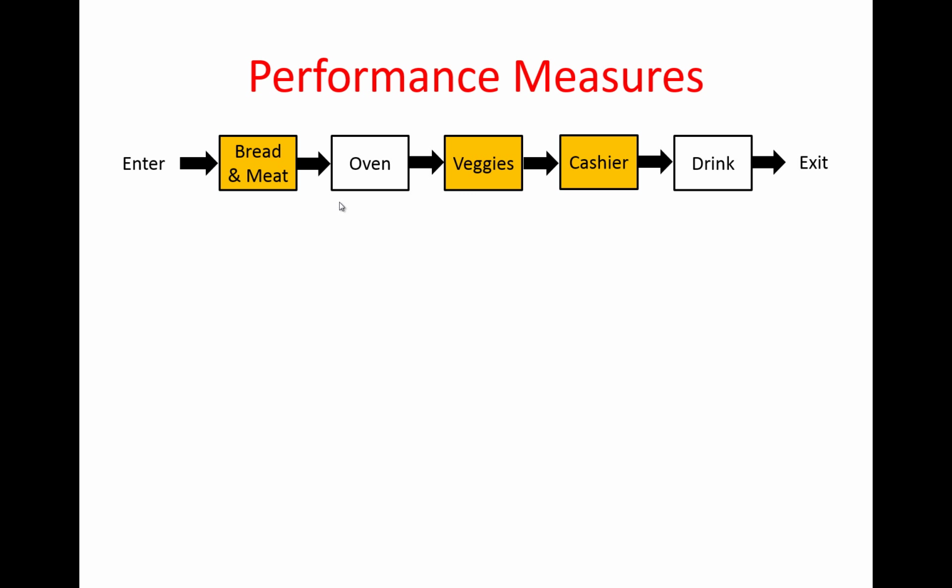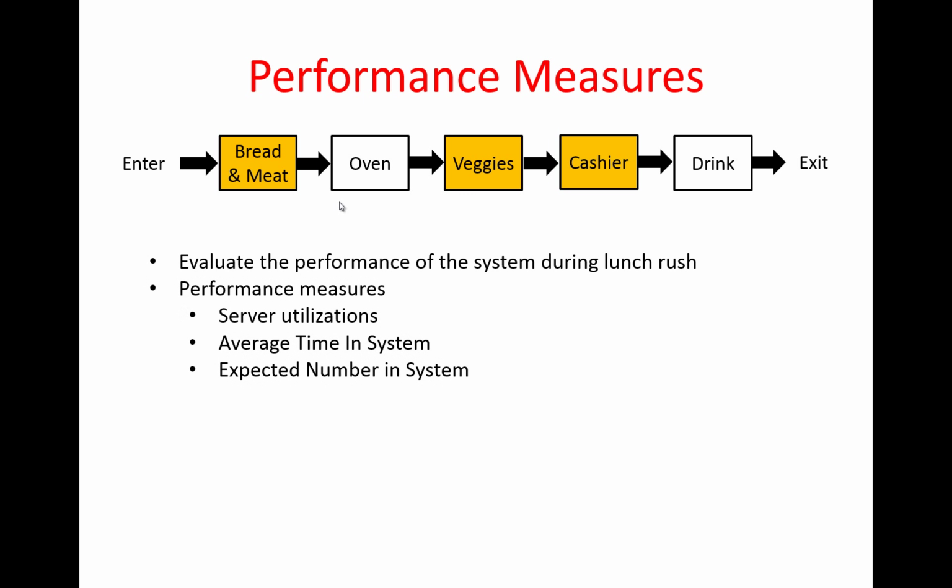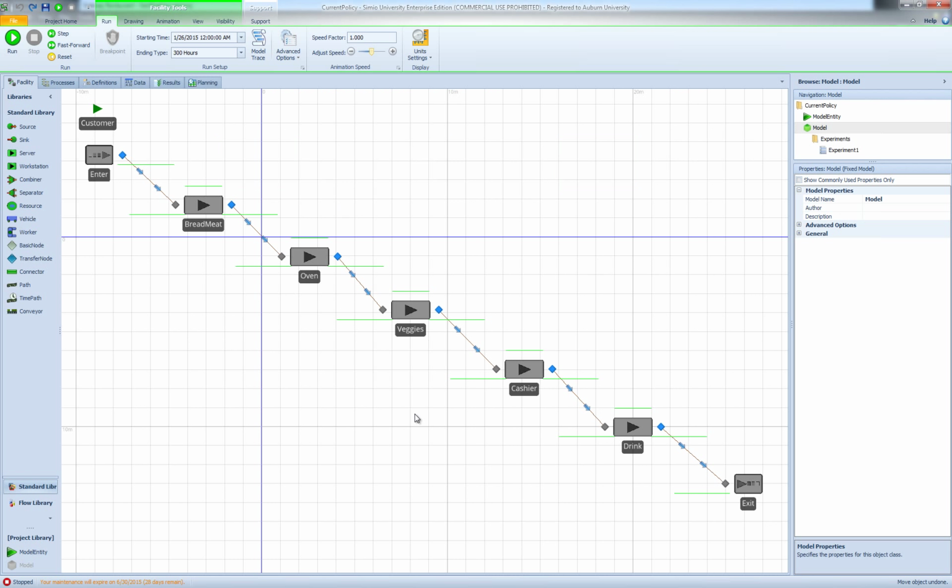As for the performance measures that we're interested in, particularly we want to evaluate server utilizations and also average time in system and expected number in system at steady state. So here is the initial model of the Subway restaurant that we developed in Simio in the related video.